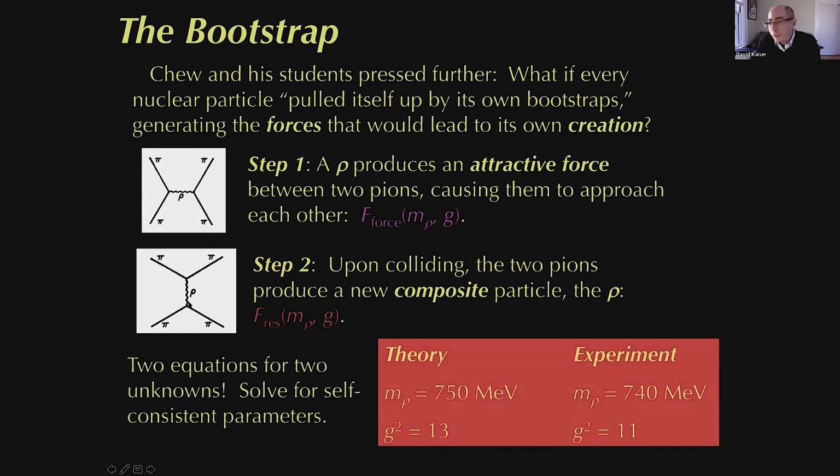So now you have two equations for two unknowns. So you can look for self-consistent solutions. And in fact, he and his students were able to publish the first compelling theoretical account of why these nuclear particles had the quantitative properties they did at a time when no one else could come even close. This is far outside the regime of perturbation theory. And here was this very clever, self-consistent way, using their so-called bootstrap, to try to account for why the rho meson was particularly heavy and why it had this particular interaction strength with pions.